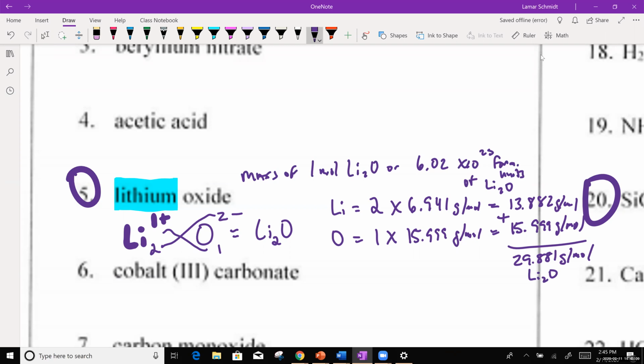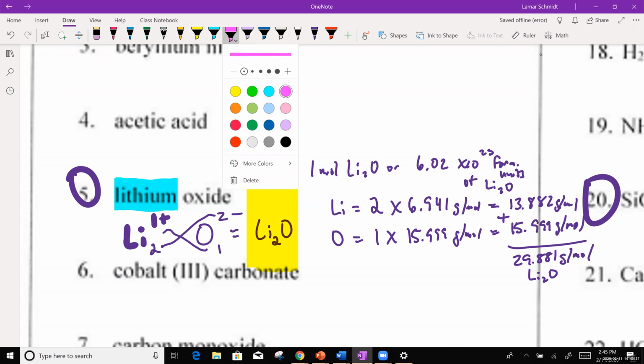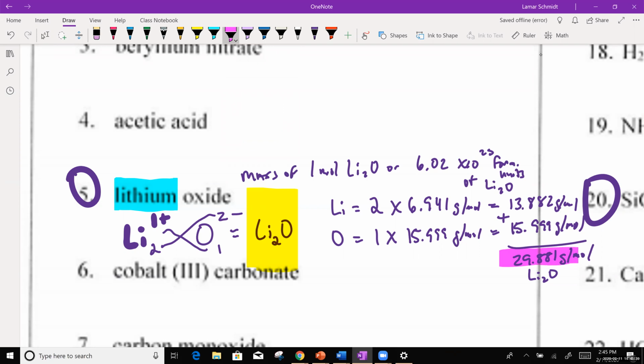So if I had 29.881 grams of lithium oxide, then I would have 6.02 times 10 to the 23rd formula units. And so that's all there is to that. So you have two parts to your answer if you're in Mr. Gilliland's class. One is the formula, and the next one is the mass. Those are your two answers right there.